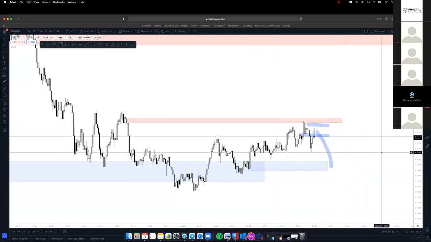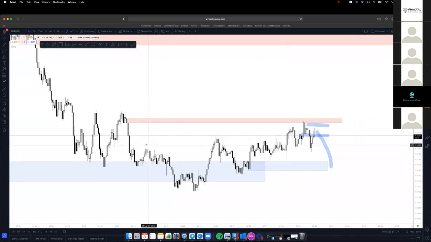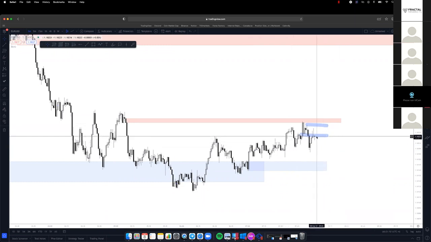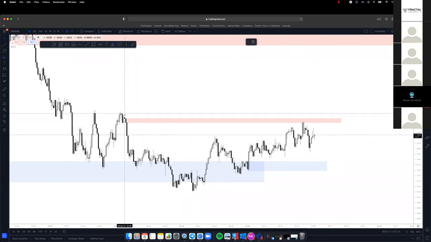Why didn't you consider the wick as the supply here? Which wick? Mark it out. You're asking about the wick? Which wick? Mark it out, annotate. I don't know which one you're talking about. If you're talking about this one over here, this is, wow.